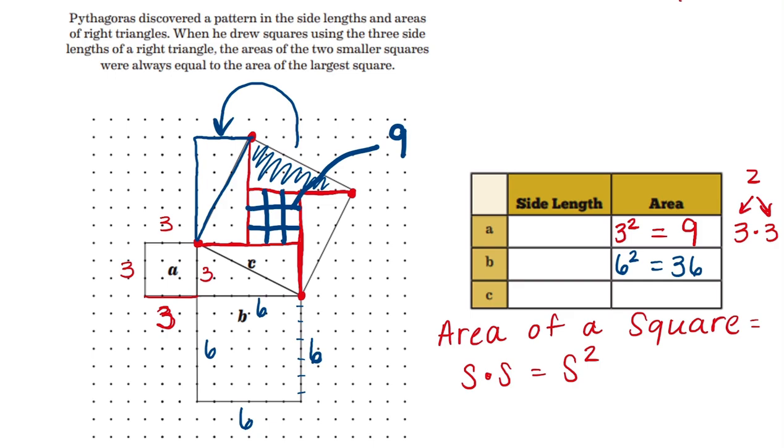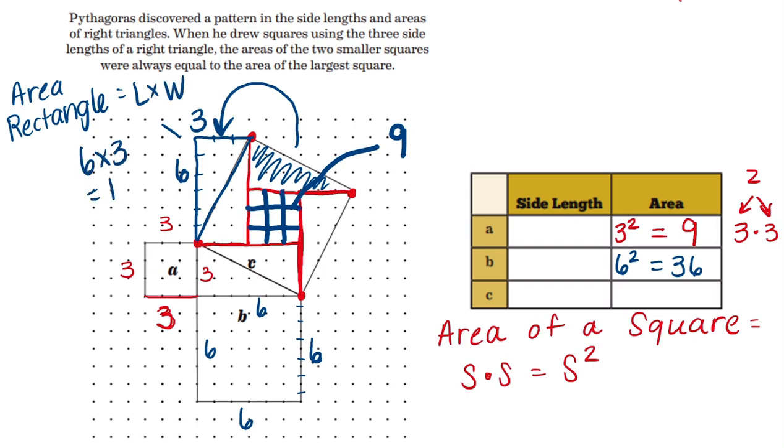And so since my triangles are 3 wide and 6 long, I should get a rectangle that is 1, 2, 3, 4, 5, 6 long, and 3 wide. And then I know the area of a rectangle is length times width. So it should be 6 times 3, which is 18, the area of that rectangle there. And I can repeat that process over here to make another rectangle that is 18 square units.